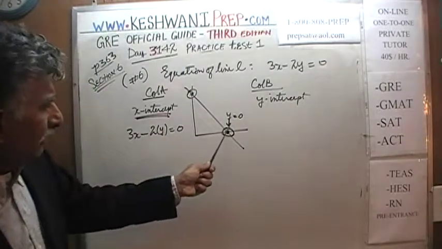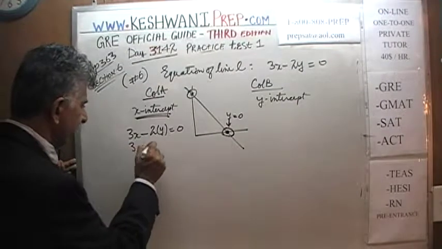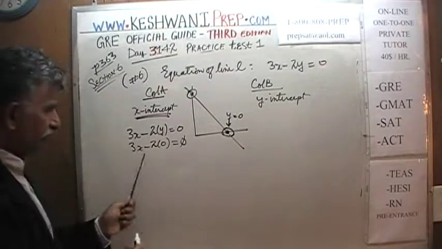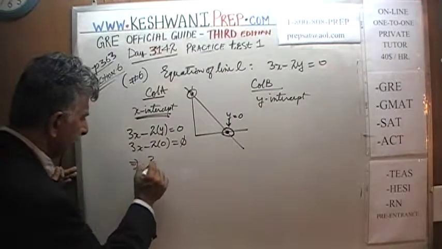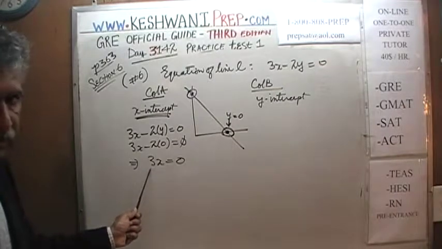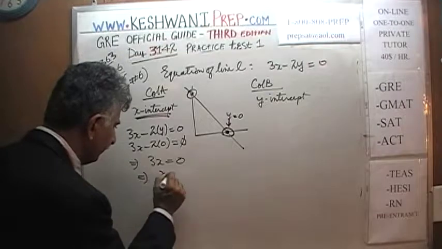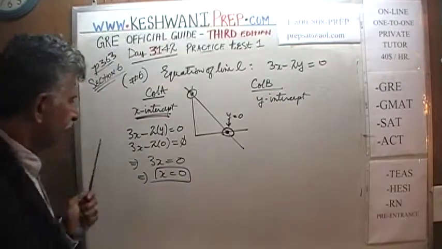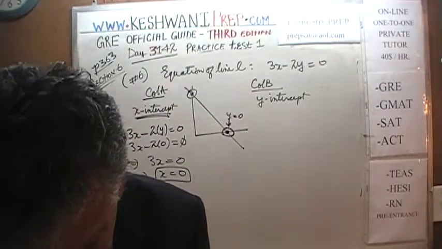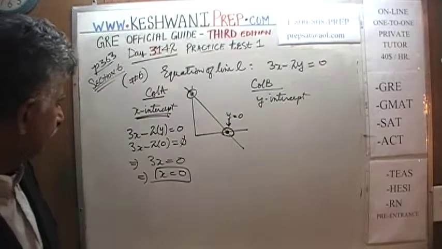If you want to find the x-intercept, the y-coordinate has to be 0. So let's put in y equals 0. We have 3x minus 2 times 0 equals 0. And 2 times 0, of course, is 0, which in turn implies that 3x is equal to 0. If 3 times x is equal to 0, then obviously it is not 3 that is 0. It must be x. So x is equal to 0. Very good. That's our x-intercept.